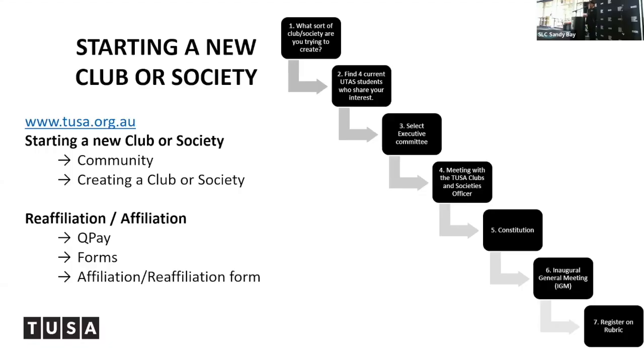So first step, whether you're a newly created society or an existing one, is creating a new club or society. You have to define what sort of society you're trying to create, find four other current students who share your interests, and select your committee. All of those resources you can find on our website, in the CNS online resources and documents.